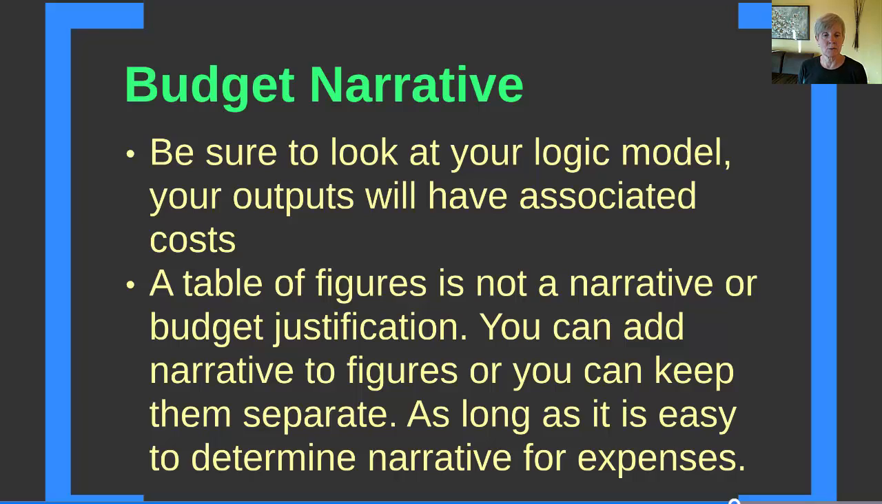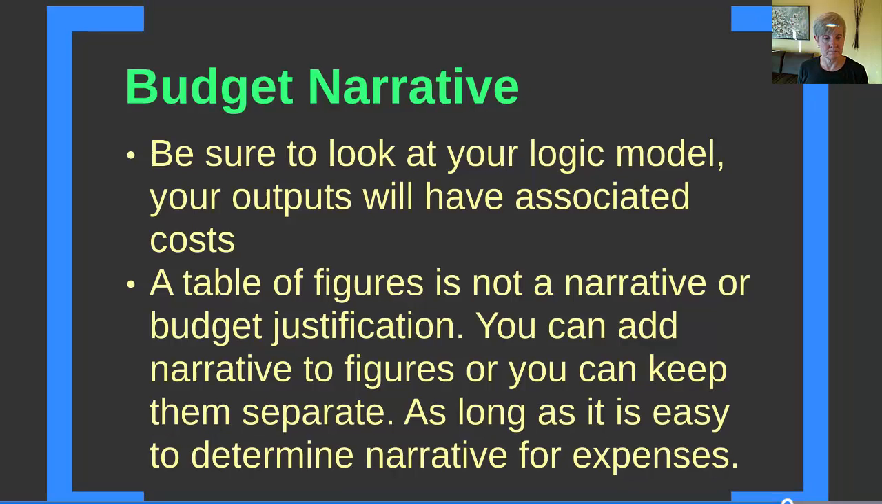And you saw that in the one for the hatching chicks where she discussed, we're going to do this bracket, $6,000. There's just a couple of ways to deal with that. So it's very clear what each one of those outputs is going to cost. You can add narrative to the figures, or you can keep them separate, as I've mentioned, as long as it's easy to determine in the narrative what you actually have as expenses.